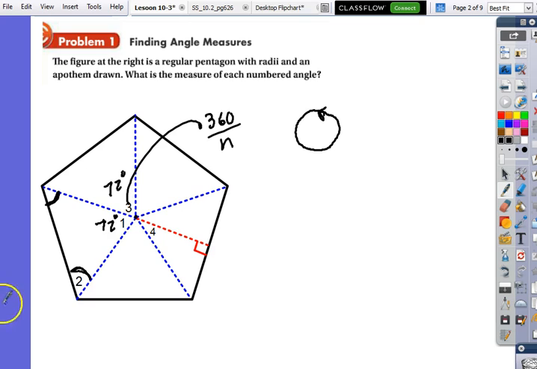However, if they're both the same, and why would they be the same? Because these are both radii and they're congruent. This is an isosceles triangle. What would these two things be? 54.